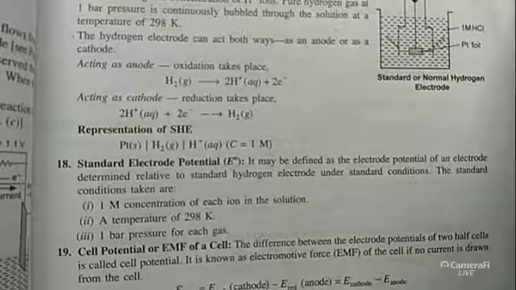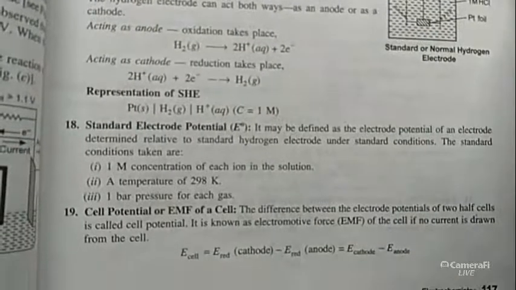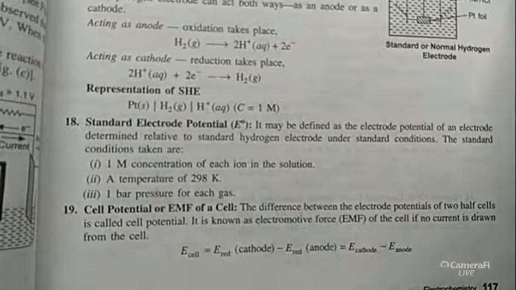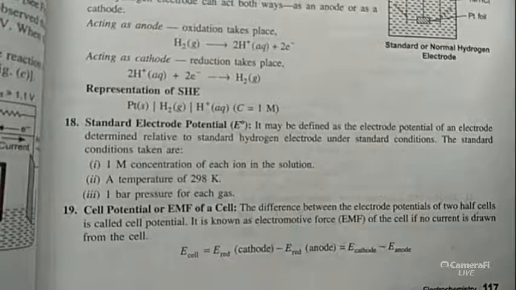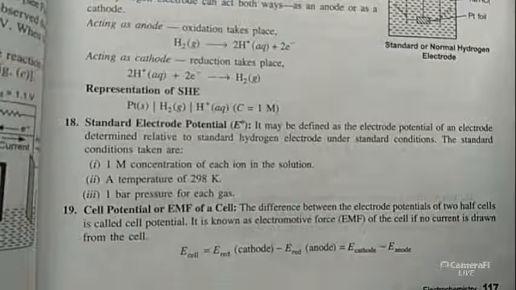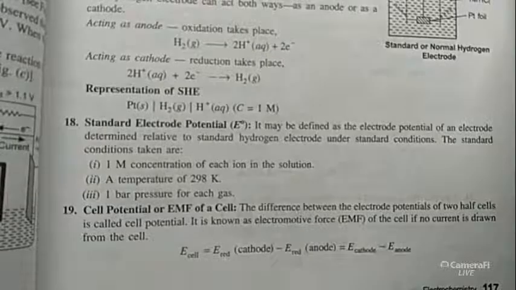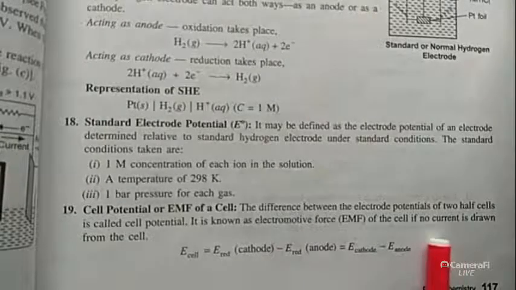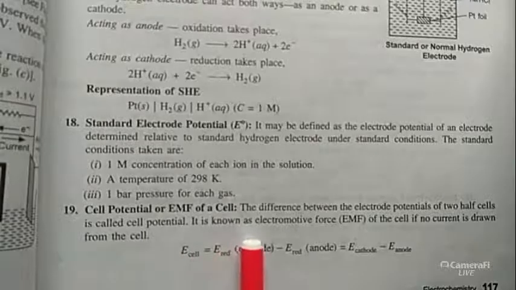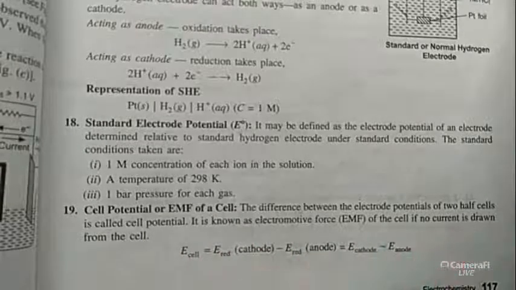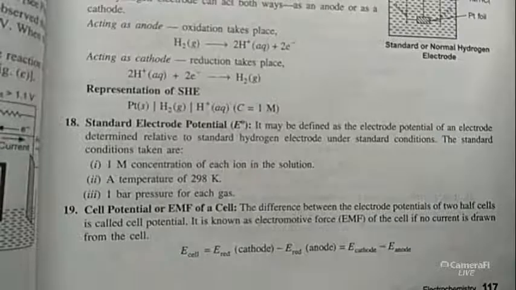After that, we are discussing the next part, that is the cell potential or EMF of a cell. EMF, you write, is the electromotive force. Now what is that EMF of a cell? The EMF of a cell actually tells you that it is the difference between the electrode potentials of the two half cells. It is called the cell potential, and it is known as the electromotive force of the cell if no current is drawn from the cell.